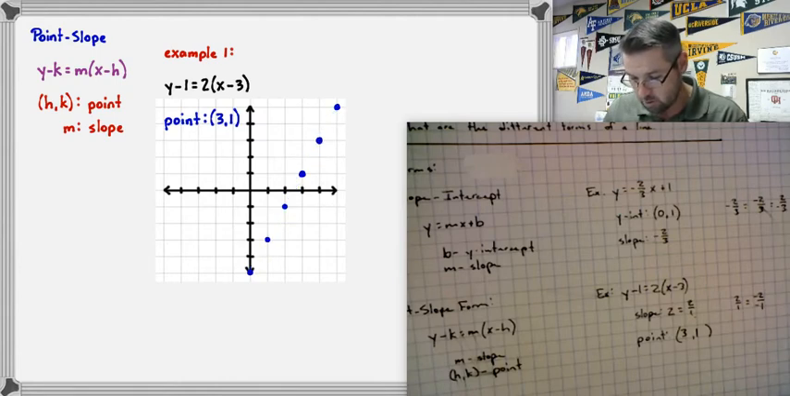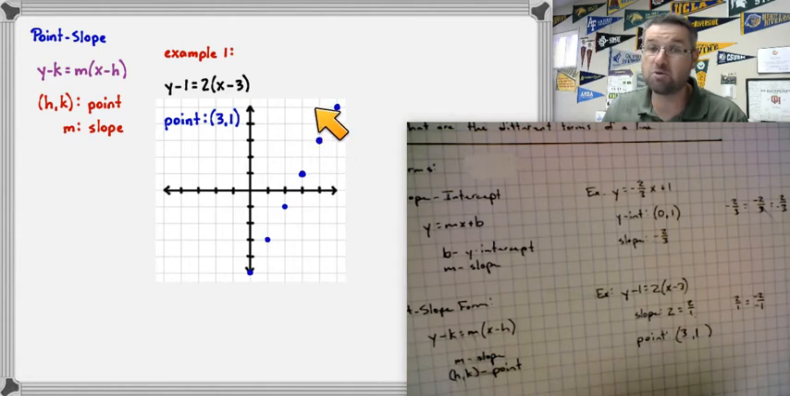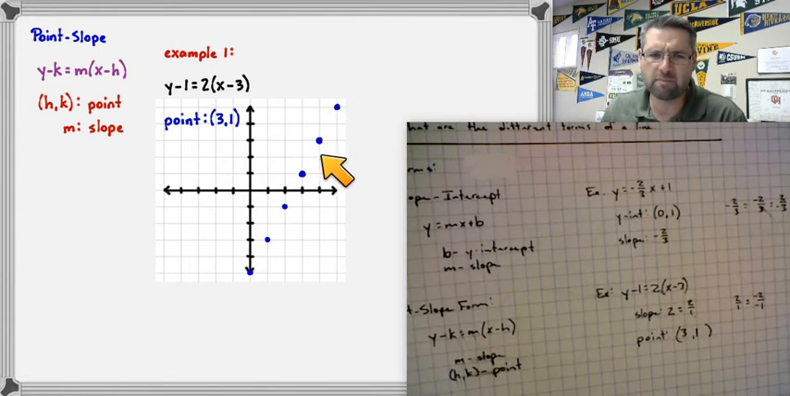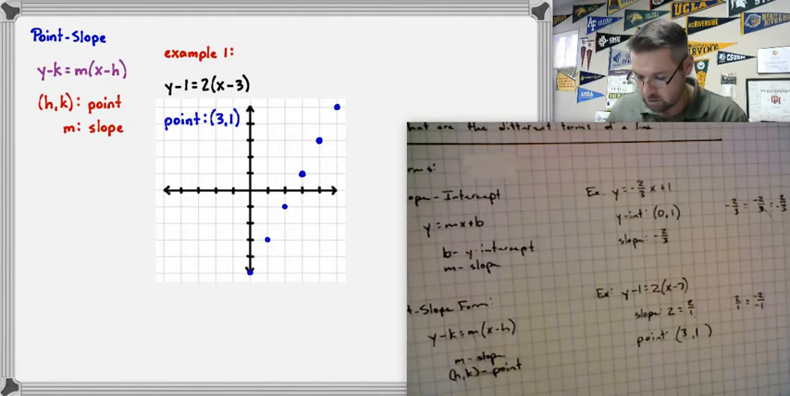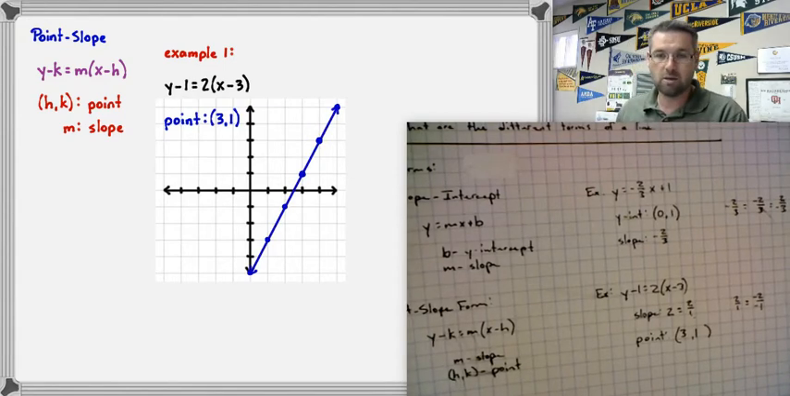Let me go back here. So I started at 3, 1, I went up 2, right 1, and then I went up 2, right 1 again, just because I had room on my graph. And here I went down 2, back 1, down 2, back 1, because I had room on my graph. I even did it one more, down 2, back 1. And so now we can see the graph of that line.